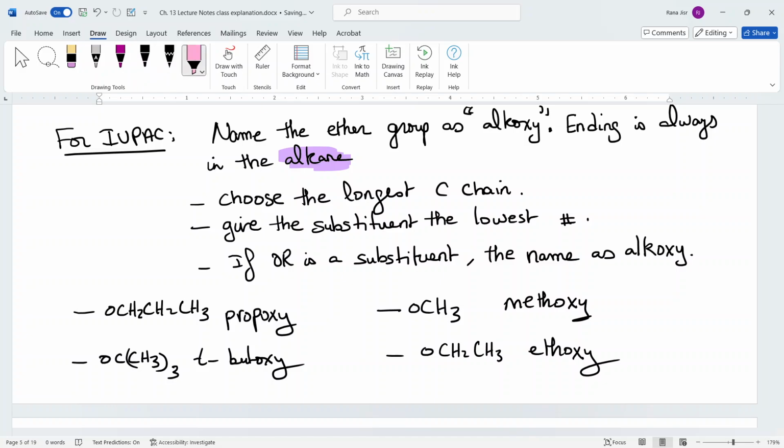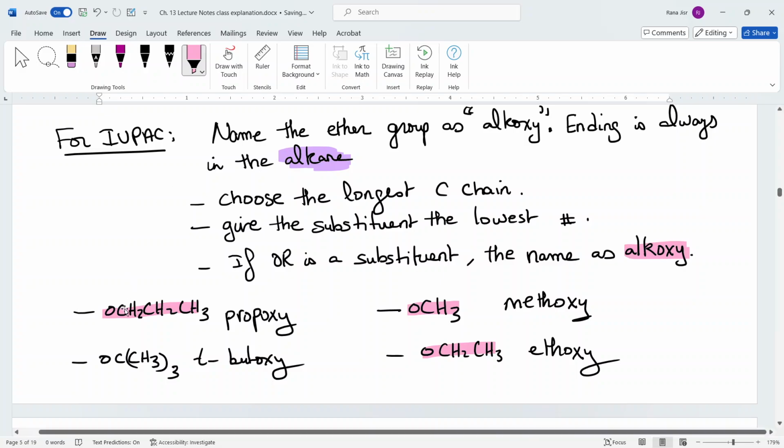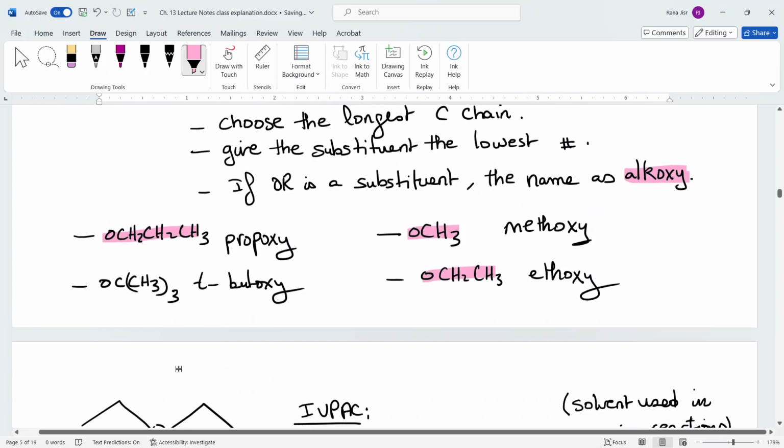I'm going to go ahead and name them as an alkoxy. So if I have an OCH3 in there, it's going to be a methoxy, ethoxy, propoxy, because this is a propane that is connected to an oxygen. So I'm just going to name it as an alk. Alk is the alkane, and then drop the ANE and add the oxy there. This is a tertiary butoxy, so I'm just going to drop the ending and add an oxy.